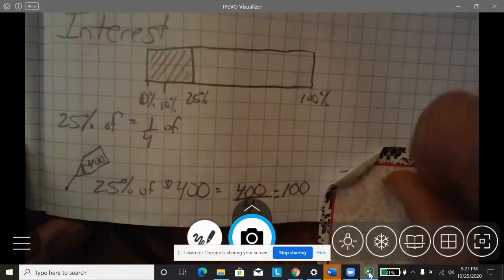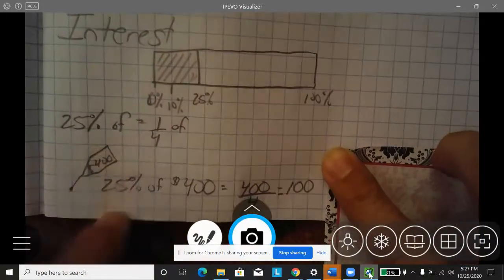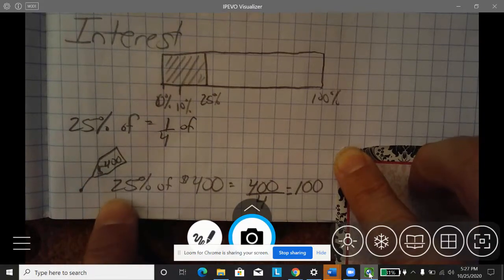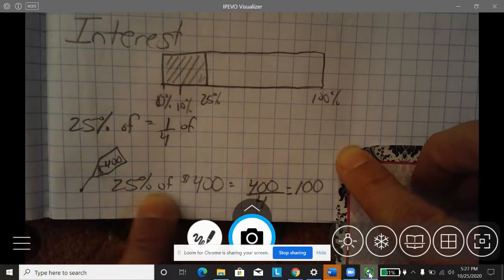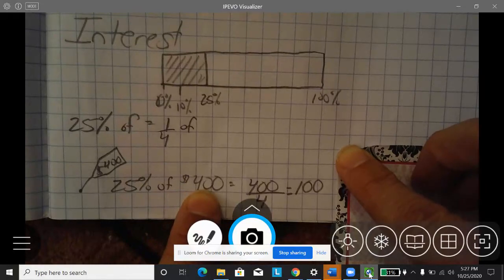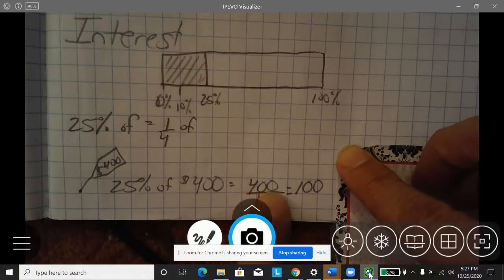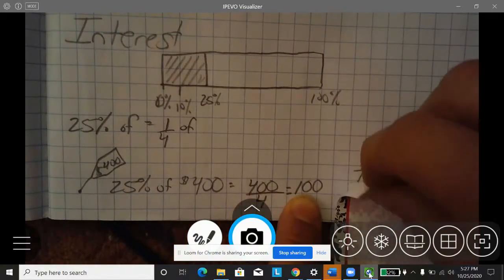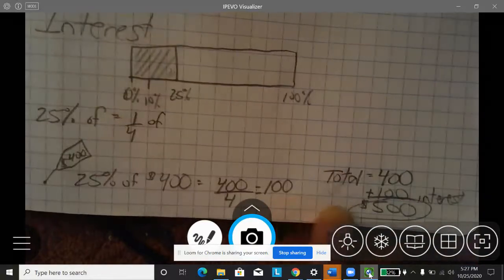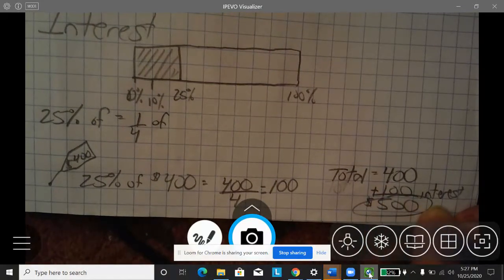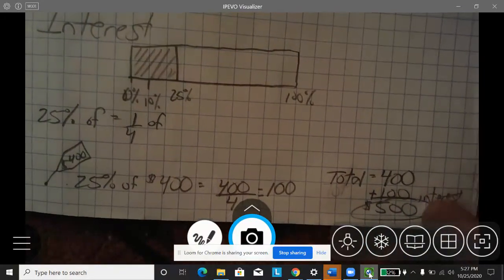So let's say you're at the store and you want to buy something that costs $400. Well, let's say you buy that $400 item with a credit card. Well, let's say you don't pay them back on time. They're going to charge you 25% interest. So it costs $400, but then 25% of that is just 1/4 of that. So you divide 400 by 4, and that's $100. So how much do you actually wind up paying for that item? $400 is what the item costs. You have to pay the credit card company back for that. Plus, they're going to charge you $100 in interest for not paying them back right away. So that's going to be a total of $500.